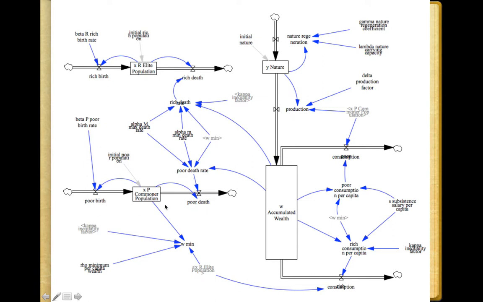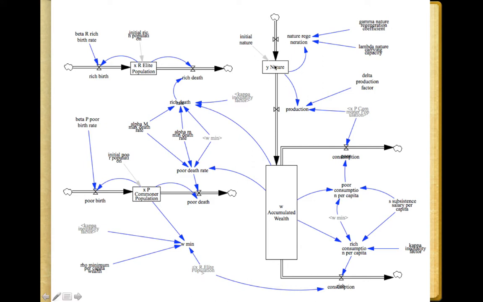And the commoners have essentially the same structure, births and deaths. And the deaths are driven by the wealth. You can see the connection between wealth and minimum wealth into these death rates. Now let me take a look at this side of the model. You have nature. Nature has the ability to regenerate, and the regeneration of nature is driven by a regeneration coefficient, and lambda, the natural capital or natural carrying capacity for the nature stock.